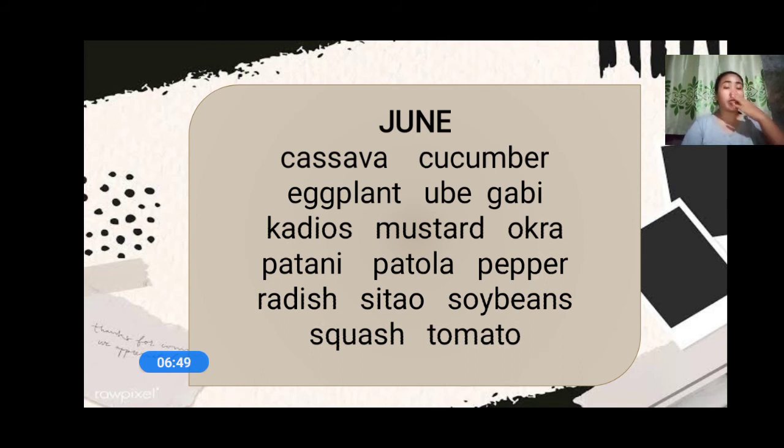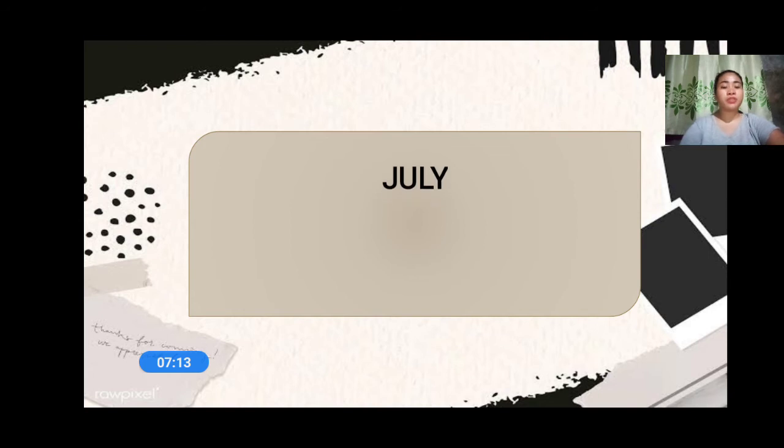Okay, so what are the vegetables that can be planted during the month of June? Very good. So everyone, we have cassava, cucumber, eggplant, ube, gabi, kadyos, mustard, okra, patani, patola, pepper, radish, sitaw, soybeans, squash, and tomato. Okay, so let's proceed to July.